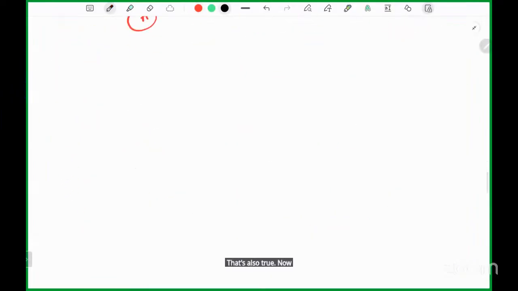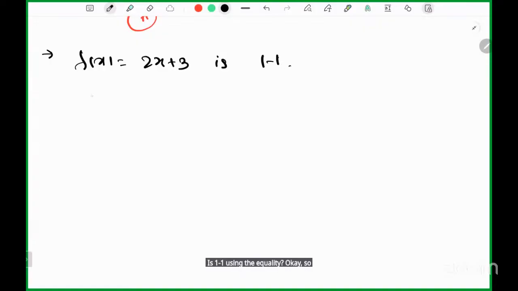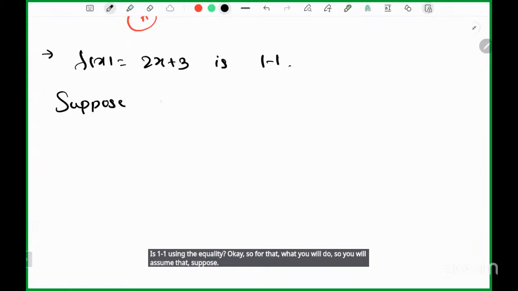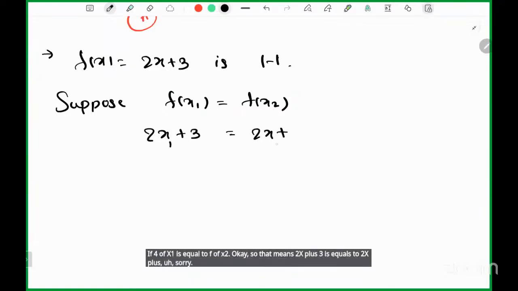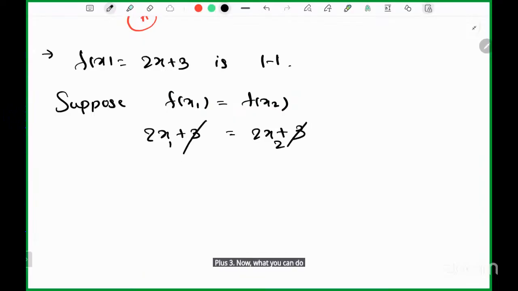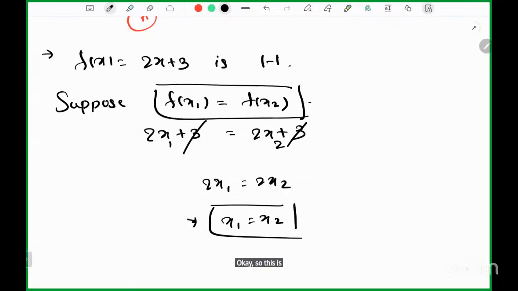Now let's try to prove that the function f of x is equals to 2x plus 3 is one-one using the equality. For that, what will you do? We'll assume that suppose f of x1 is equals to f of x2, right? So that means 2x1 plus 3 is equals to 2x2 plus 3. Now you can cancel out 3 from both sides. That means 2x1 is equals to 2x2, and you can easily figure out that x1 is equals to x2, right? This is your assumption, and from this we prove that x1 is equals to x2.